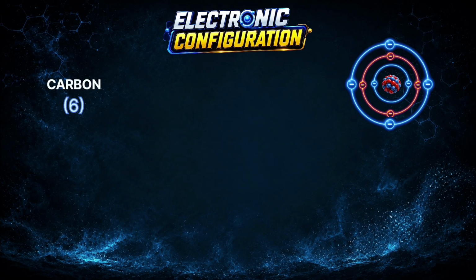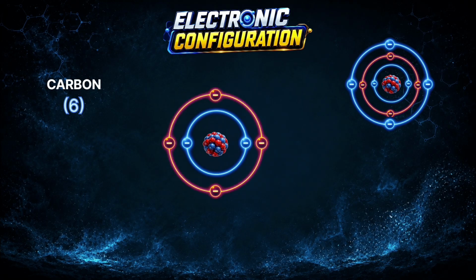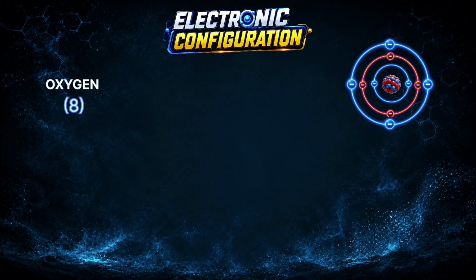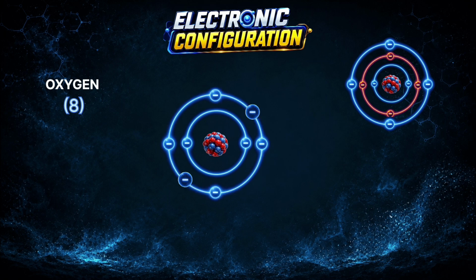Carbon has 6 electrons. Put 2 into the first shell, that leaves 4 electrons. They all go into the second shell. So the electron configuration is 2, 4. Oxygen. Oxygen has 8 electrons. Put 2 into the first shell. There are 6 left. Place them in the second shell. The electron configuration becomes 2, 6.